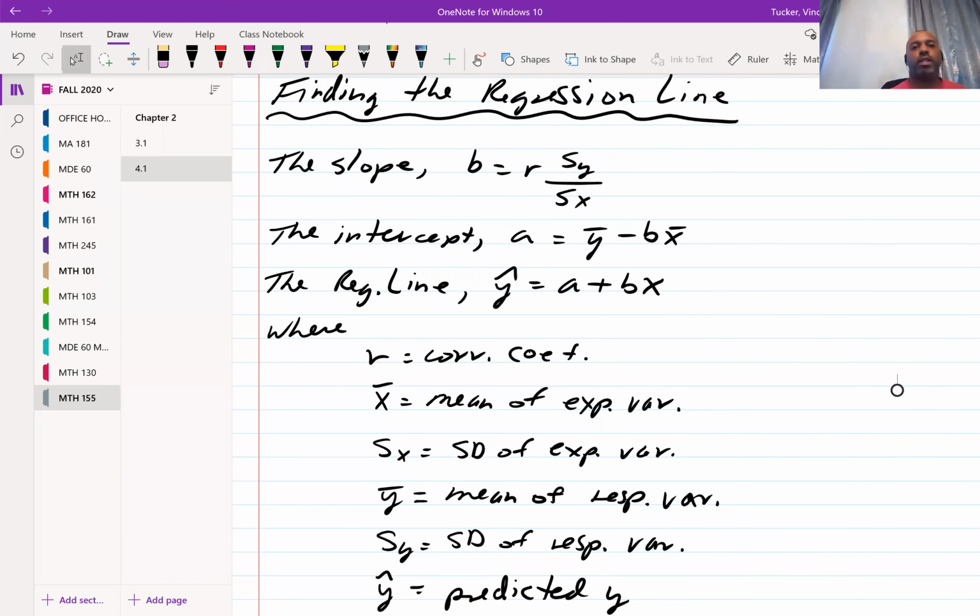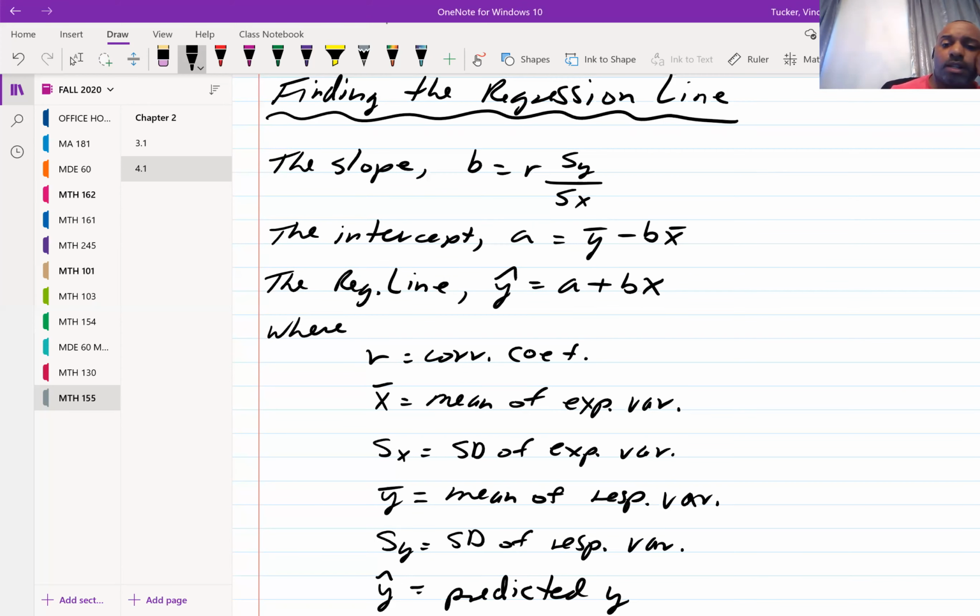So finding the regression line, we already talked about your slope, which is B. The way we find our slope is R times S sub Y over S sub X. Your intercept, which is A, is going to be Y bar minus B times X bar. And then our regression line is Y hat equal to A plus B times X.